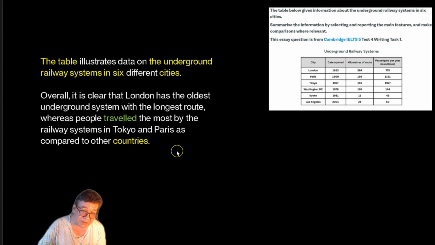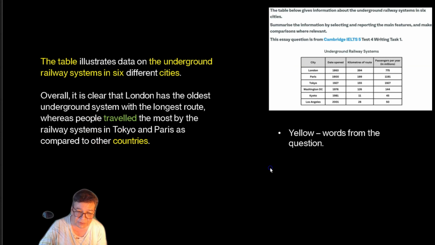Overall, it is clear that London has the oldest underground system, and repeating the words underground system, with the longest route, just one route. Whereas people traveled the most by the railway system again, in Tokyo and Paris as compared to other countries.